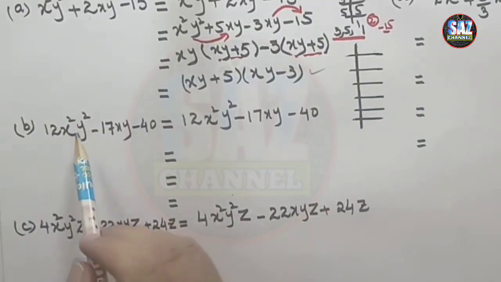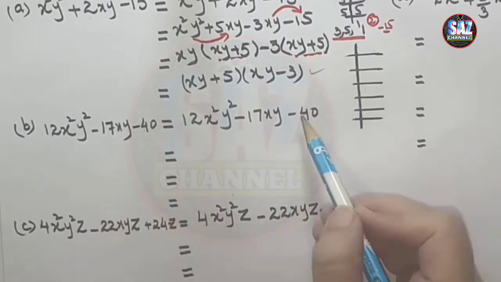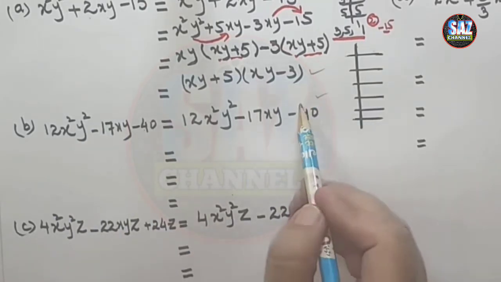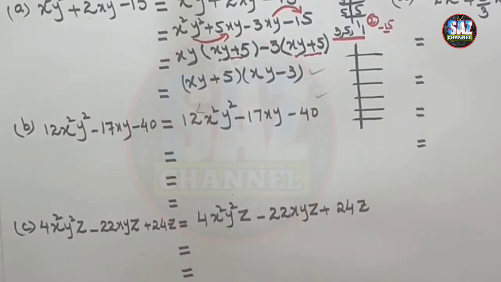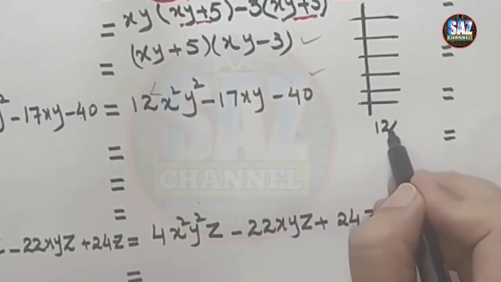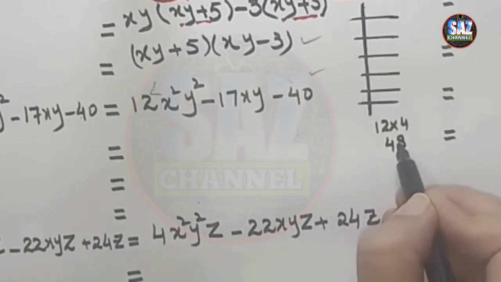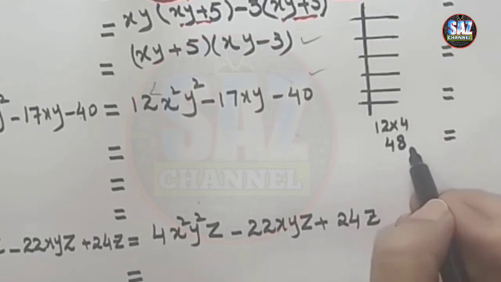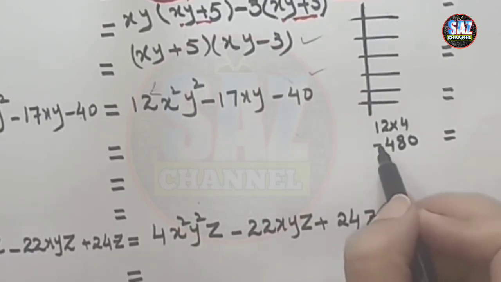Next question is 12x squared y squared minus 17xy minus 40. The procedure is the same: multiply 40 with 12. I will simply multiply 12 by 4, and that will become 48. Recall the multiplication of a number by 10, we add a 0. My product will become minus 480.